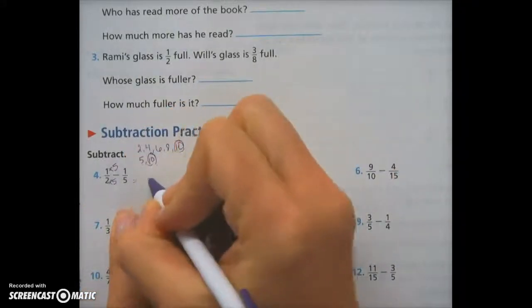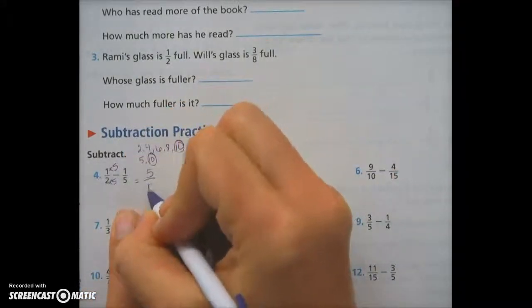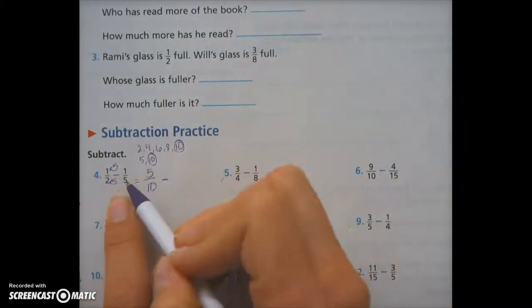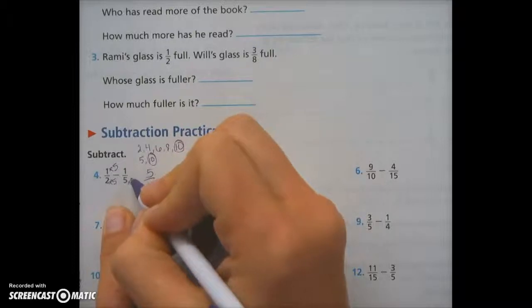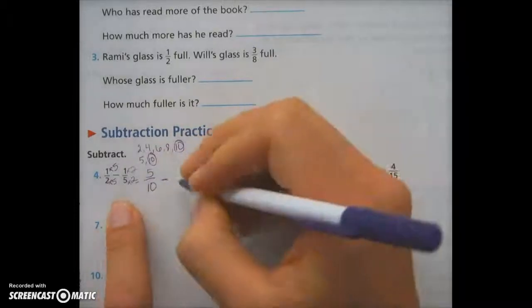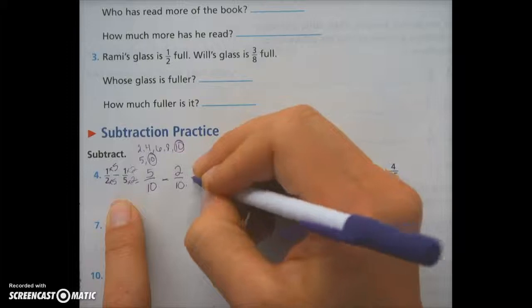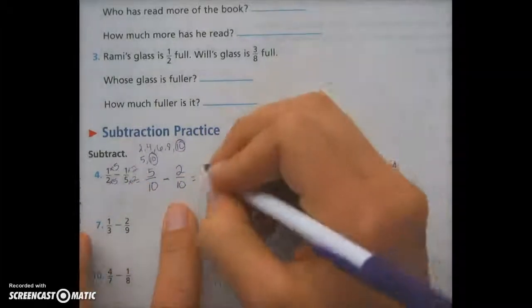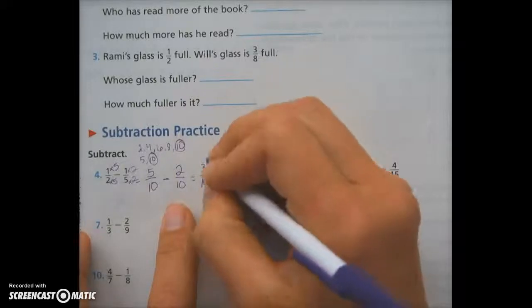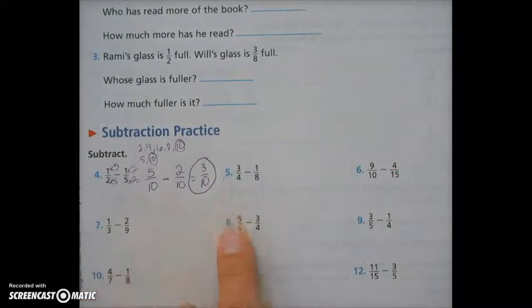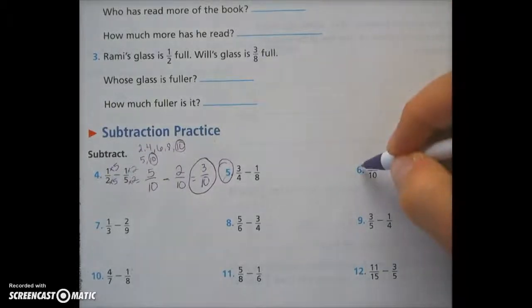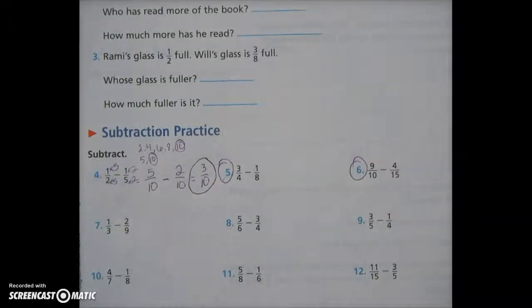So I'm going to rewrite over here. This becomes 5/10 minus, because I'm working on subtraction now. 5 to turn into 10, I multiply by 2. Do the same to the numerator. 2/10. Now it's as simple as just solving across. So 5/10 minus 2/10 is 3/10. And that should be your answer. So again, same plan you use for addition, only now you're using subtraction. Then you're going to do 5 and 6 on your own.